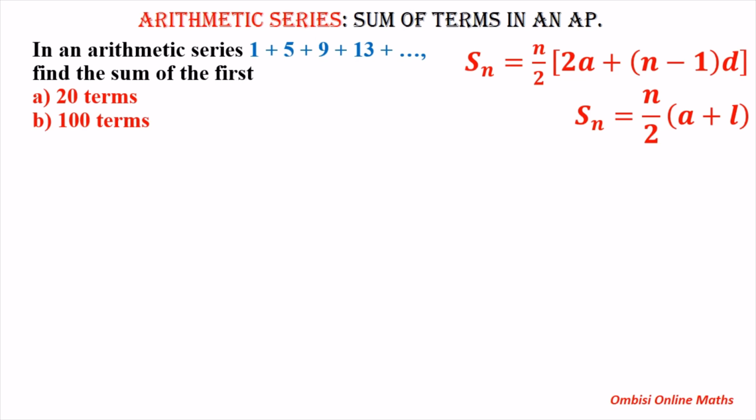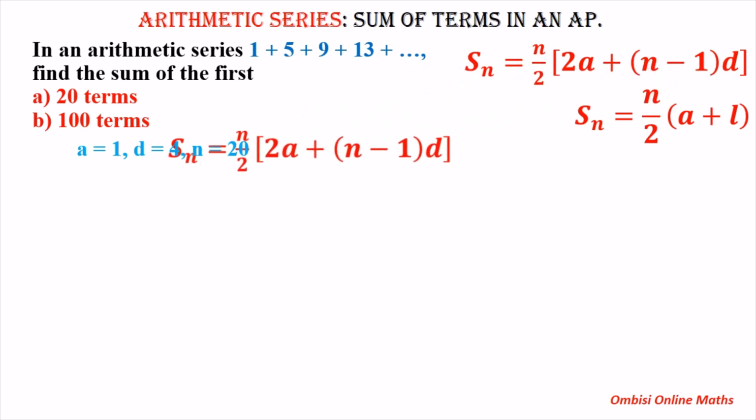Now, from here we can establish that the first term a is equal to 1. We can also establish that the common difference between 1 and 5 is 4. Between 5 and 9 it is also 4. Between 9 and 13 it is also 4. Then you have been told to find the sum of the first 20 terms, so the value of n is 20.